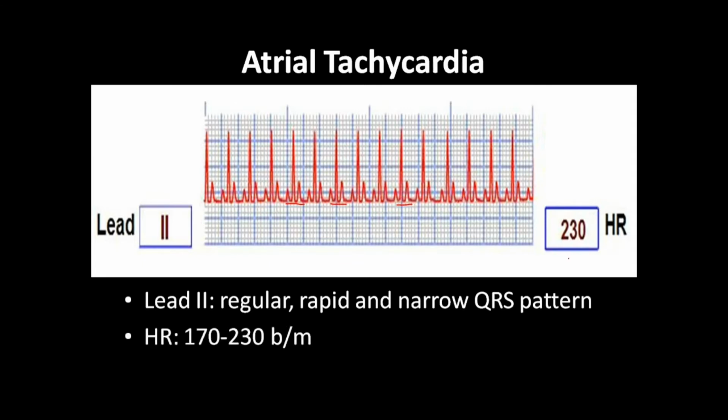The heart rate will be between 170 and 230 beats per minute. The heart rate will be very high. In case of sinus tachycardia, heart rate goes up to 150 beats per minute. But if it is more than 150, that is 170 to 230, then it is atrial tachycardia. At rest, heart rate will be over 150 beats per minute. As I said, in sinus tachycardia it may go up to 150, but in atrial tachycardia, heart rate will be more than 150 beats per minute, even at rest.